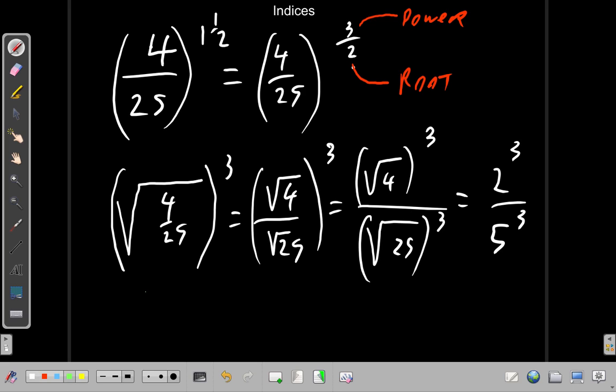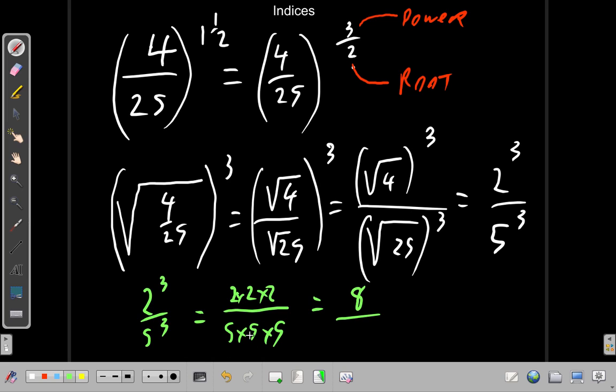So now it's 2 to the power of 3 over 5 to the power of 3. 2 to the power of 3 means you have three 2's and they multiply, 2 by 2 by 2. If I write them out in line, you would have 2 by 2 by 2, and under here 5 by 5 by 5. What you'll get is 2 2's 4, 4 2's 8, over 5 5's 25, 25 by 5 gives you 125. So it's 8 over 125.